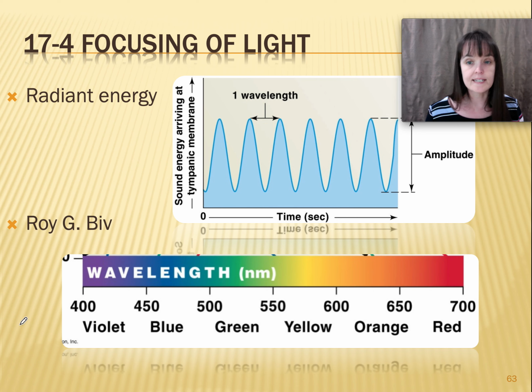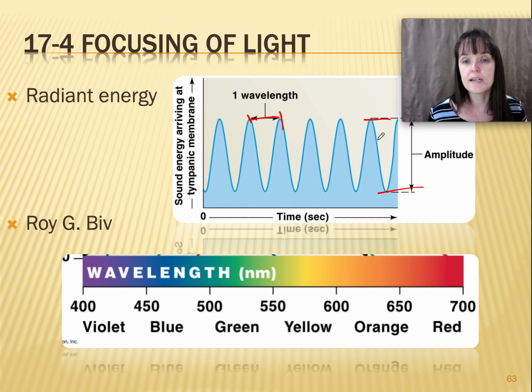Describe, draw wavelengths and amplitude. A wavelength is the distance between two peaks, and amplitude is the distance between the peak and the trough, trough being the bottom of the wave. So amplitude is the height of the wave, and the wavelength is the length of the wave.